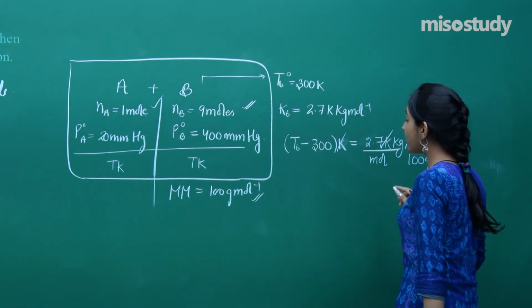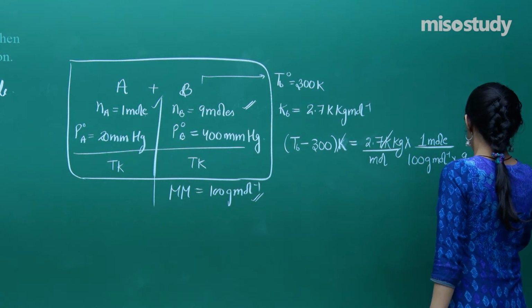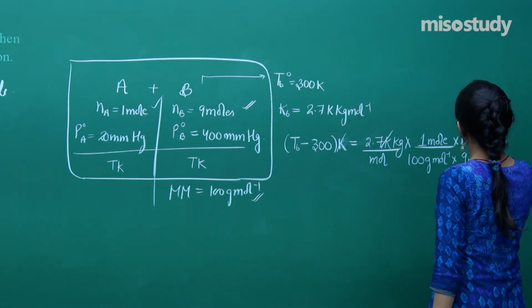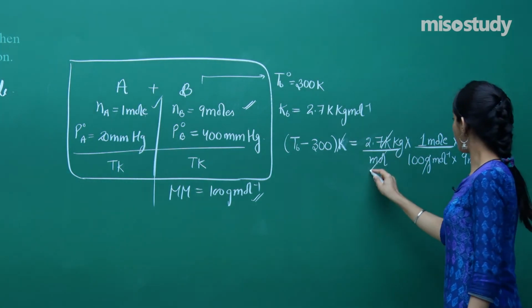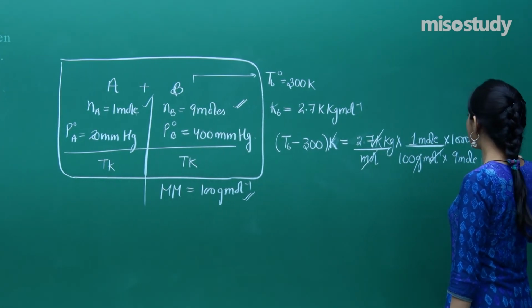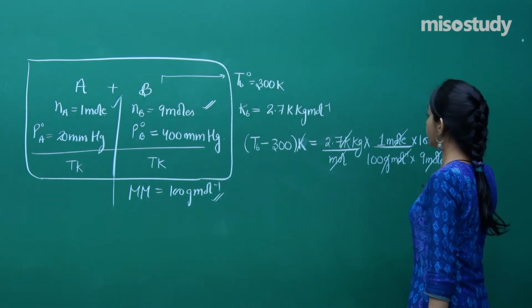And how many moles are there? 9 moles. But this is to be written in kg. So this gram will also be cancelled. Okay. So mole per mole got cancelled. Then we have this mole, kg, kg.